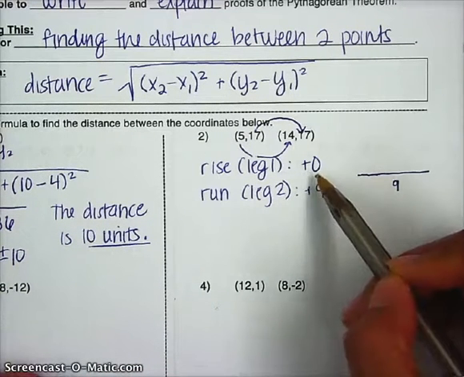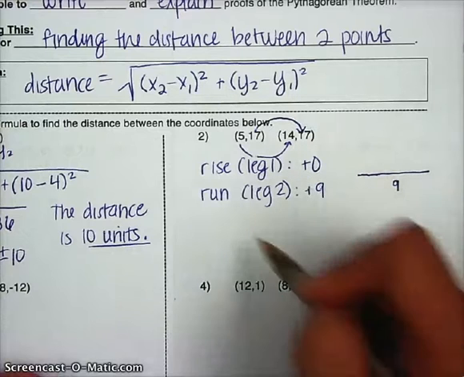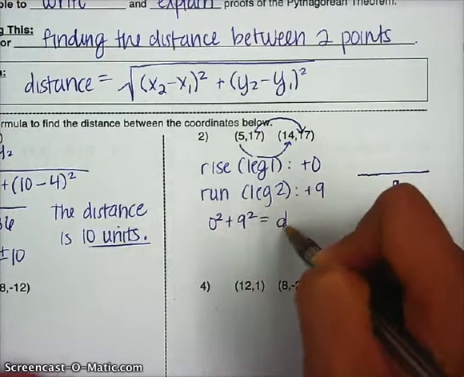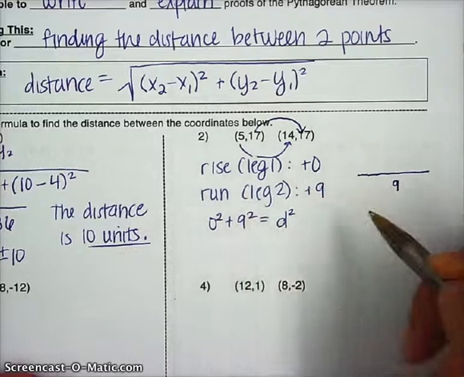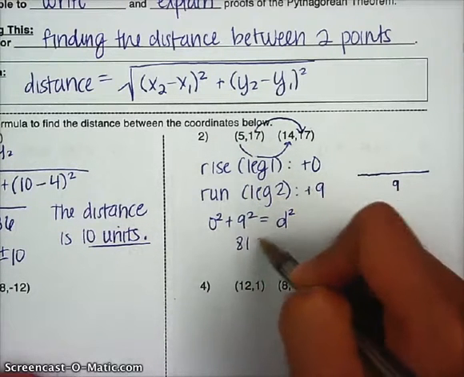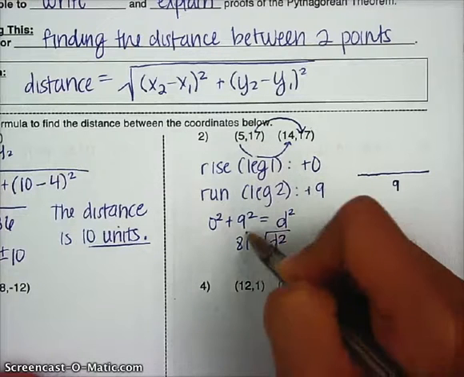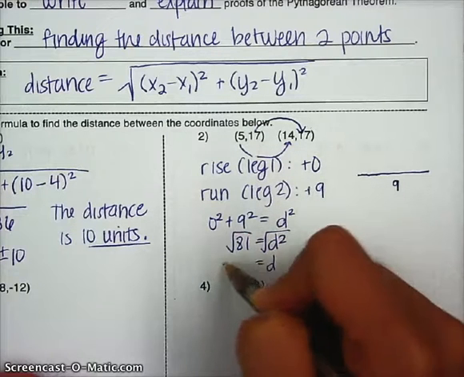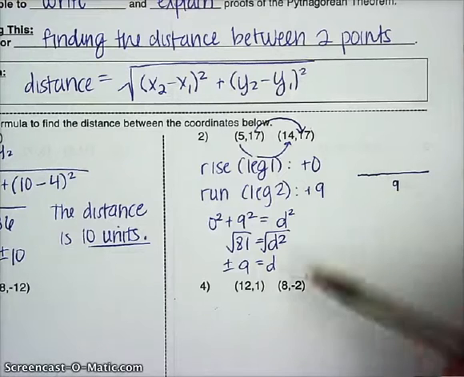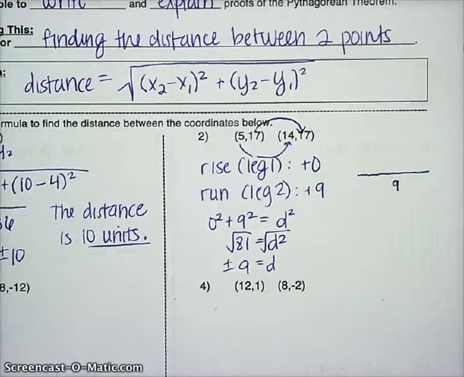If this was one of the legs, if I plug it into the Pythagorean Theorem, I would get 0 squared plus 9 squared equals, I'm going to call the distance d squared. 0 squared is 0. 9 squared is 81 equals d squared. Solve for d. Oh, look. D equals positive or negative 9. So it gives you the same answer, but I want you to be smart and say, oh, look, the distance is just 9. Okay, any questions there?